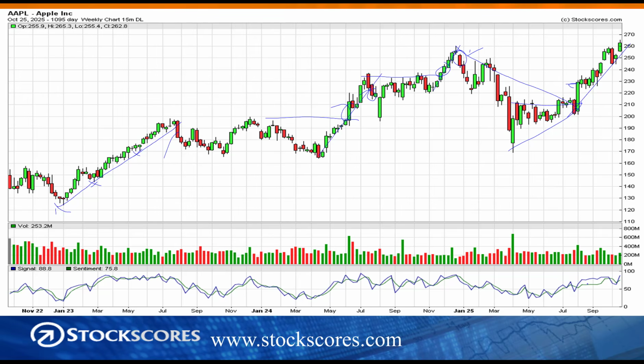So if you were in Apple right now, I would tell you to hold on to the stock because it is in the upward trend. If it were to move down through this line, let's draw that in red, if we were to move down through that line right there, then we would have a sell signal.